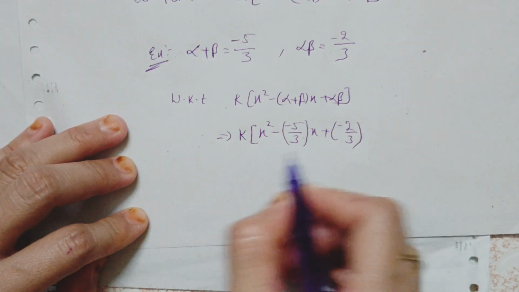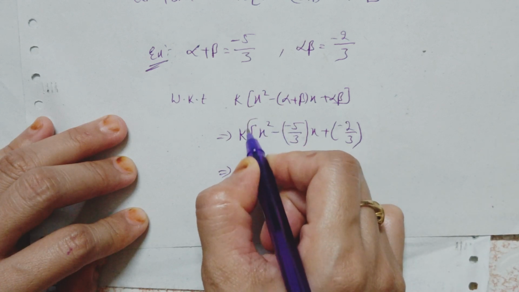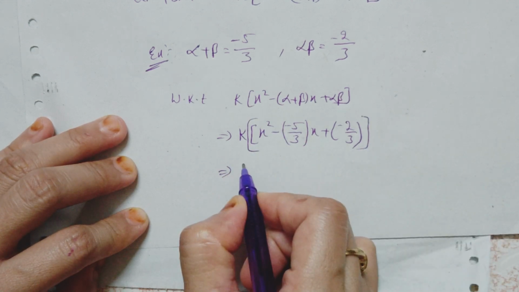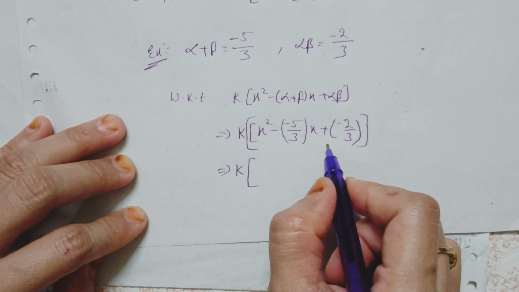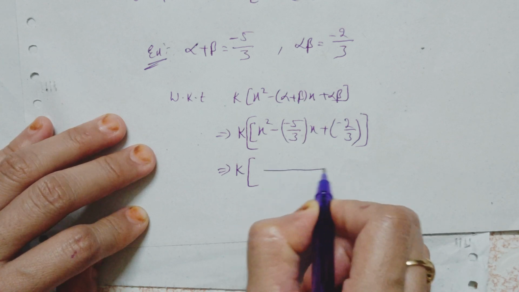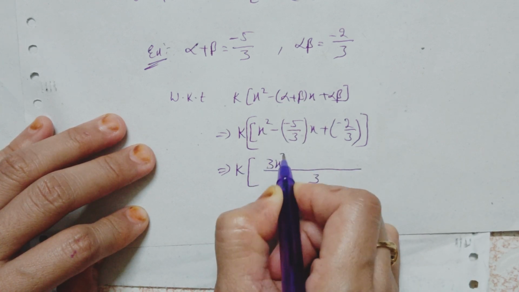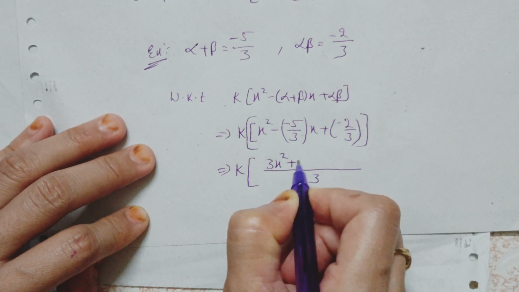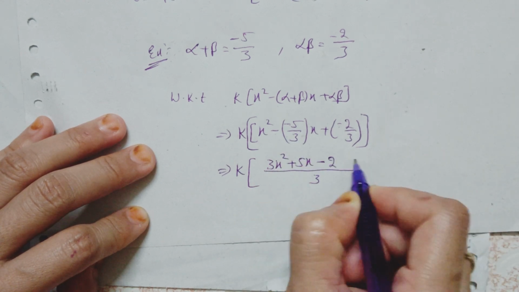Minus of 2 by 3. Okay, if I do the multiplication here, k of... so what is the denominator here? Here 3 is the common term, so that's why we'll take 3 as common. Okay, then 3x square minus of minus plus 5x plus into minus minus 2.